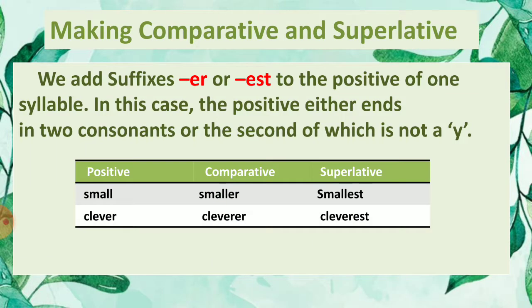Making comparative and superlative degree. We can form comparative and superlative degree from positive degree by using some rules. Let us see them. We add suffixes er or est to the positive degree of one syllable. In this case, the positive either ends in two consonants or the second of which is not y. So, if we have such a case, we always use er for comparative and est for superlative. For example, small, smaller, smallest, clever, cleverer, cleverest.